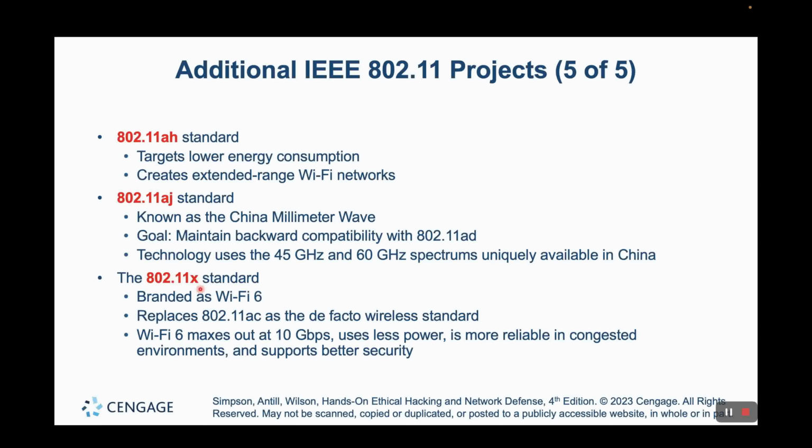Now, the X standard starts using Wi-Fi 6, replaces the AC, and the speed can go up to 10 giga, uses less power, more reliable in congested environments, and supports better security here.